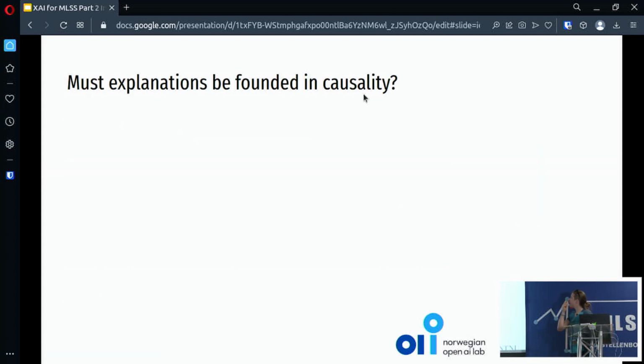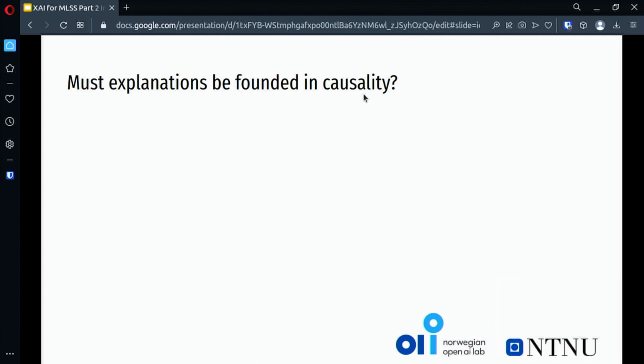So I'm curious, I want to ask you guys, do you think that explanations given about a machine learning model, and we all know machine learning models do correlation detection, should be founded in causality? What do you think? Yes? A few? I like you have a strong opinion hand, like yes. Yes, exactly, I like that. How many say no?